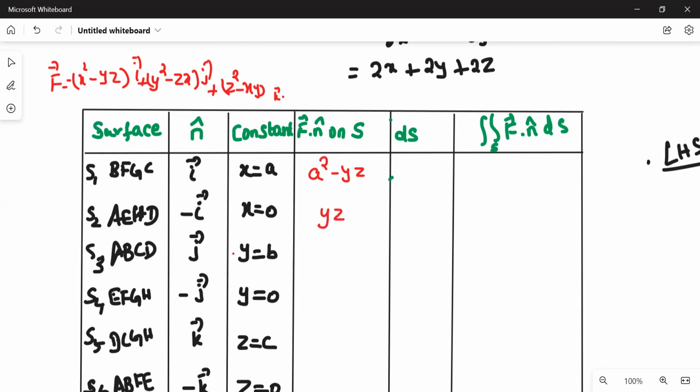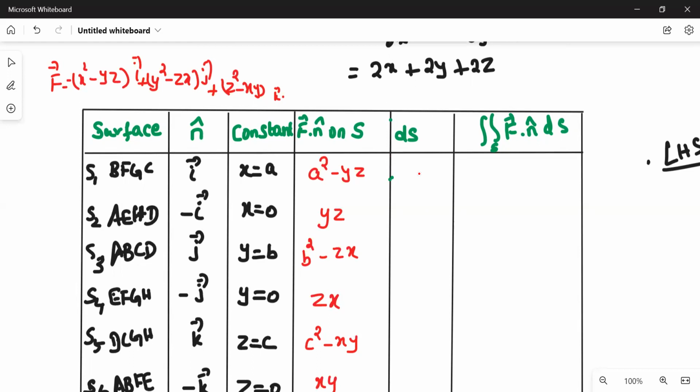Next, F dot n cap, that is the j coefficient, y square minus zx, in which we have to put y is equal to b. So b square minus zx. When n cap is minus j, it is minus of y square minus zx. Y is 0, minus of minus plus, simply zx. Now F dot n cap where n cap is k, so the coefficient of k, that is z square minus xy. When z is c, it is c square minus xy. When z is 0, it is minus of minus plus, simply you will get xy.